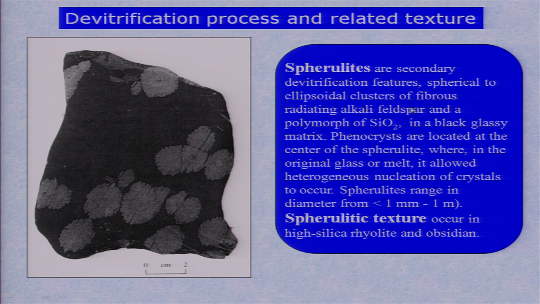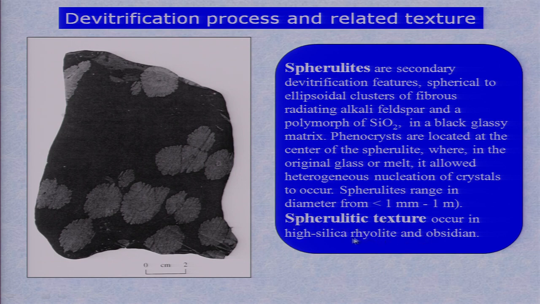Spherical to ellipsoidal crystals of fibrous radiating alkali feldspar, they are all alkali feldspar crystals, and a polymorph of SiO2 in a black glassy matrix. Phenocrysts are located at the center of the spherulite. Here in this center, if you see, the phenocrysts are located. I will show you the phenocryst more clearly in the subsequent slide. Here in the original glass or melt, it allowed heterogeneous nucleation of crystals to occur. Spherulites range in diameter from less than 1 millimeter to 1 meter. You can imagine the size, 1 meter, it is a huge size.